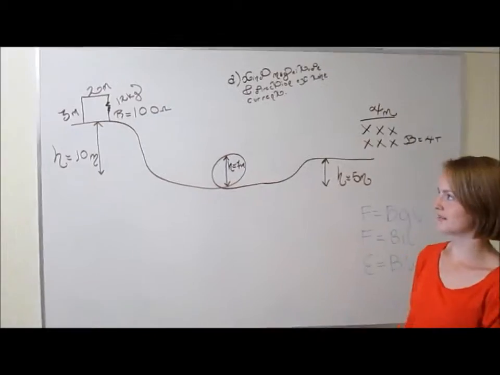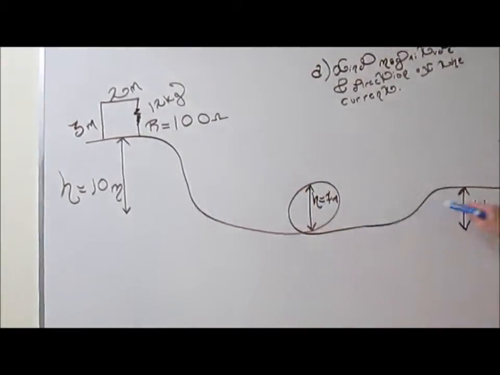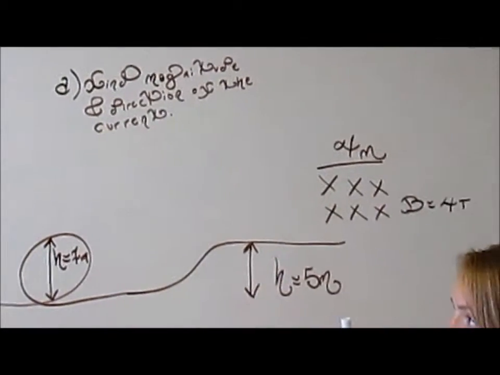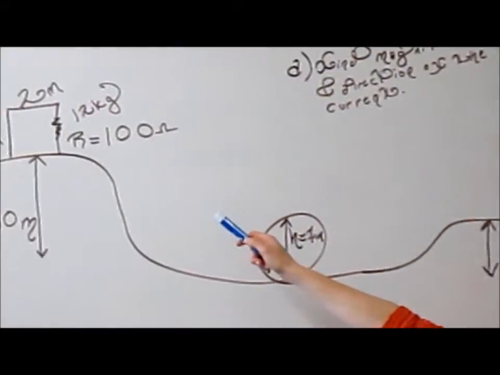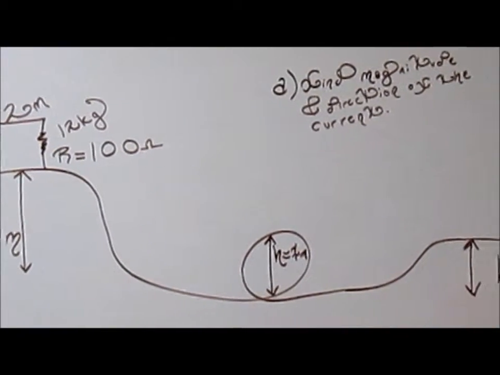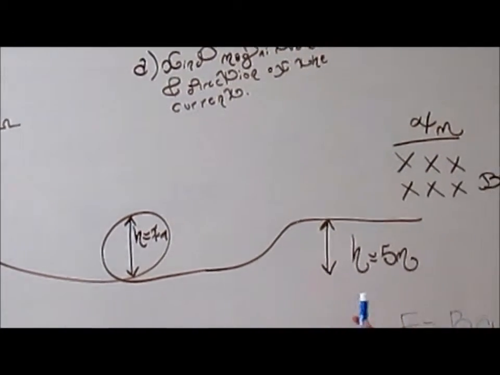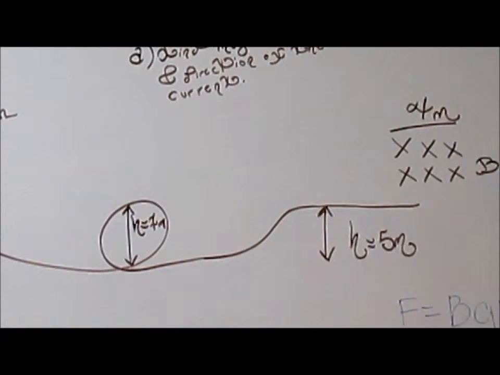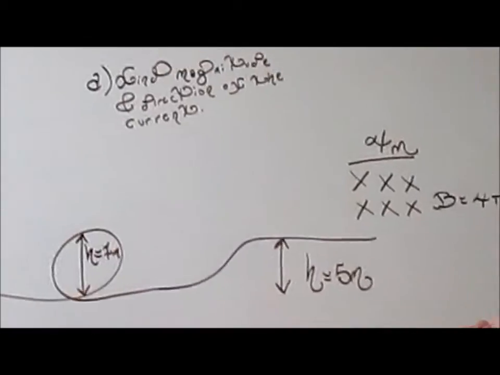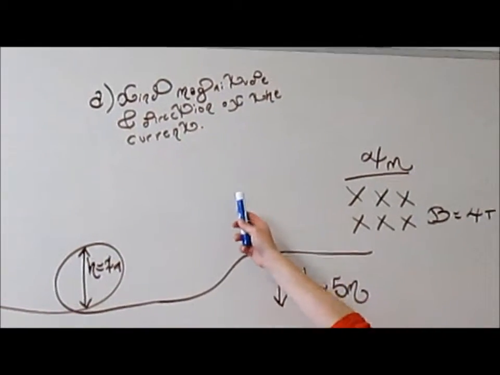A loop of wire of mass 12 kilograms is going to go through this roller coaster and enter a magnetic field. The loop of wire is 3 by 2 meters and it's starting at a height of 10 meters, and the magnetic field is 5 meters in the air. It's going to go through a loop-de-loop, but nobody cares about that because we're not calculating anything from it. We are calculating the magnitude and direction of the current.